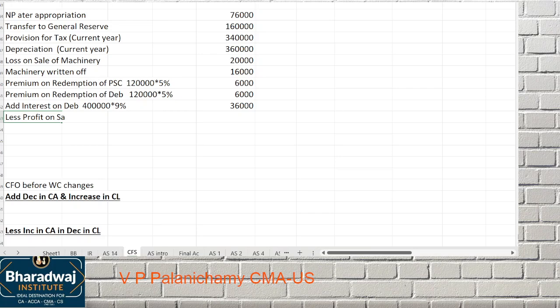Less profit on sale of investment. How much? 40,000. Then, correct. Have we missed out anything?